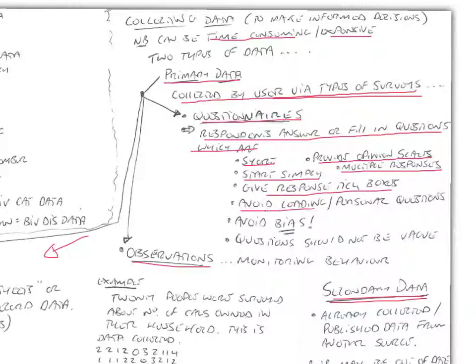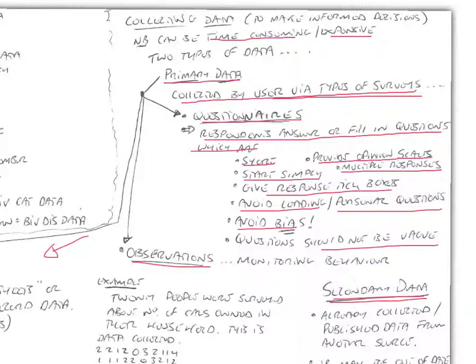They should avoid leading questions, like: do you think the government are doing a bad job? They should avoid personal questions, like: what weight are you? And they should avoid bias as well, in that you don't want to pose questions that are kind of forcing your respondent to only answer in a certain way. And the questions should be to the point and they should not be vague.